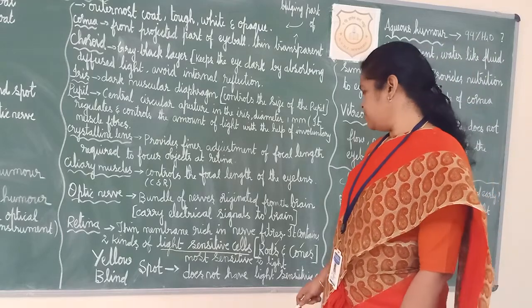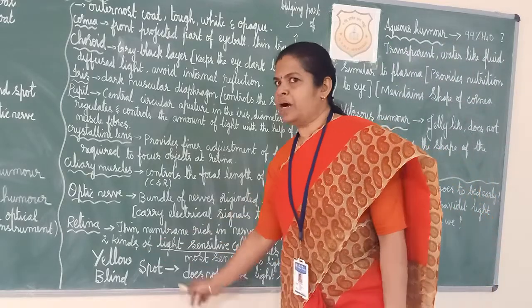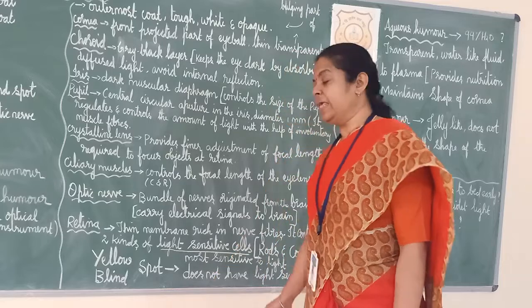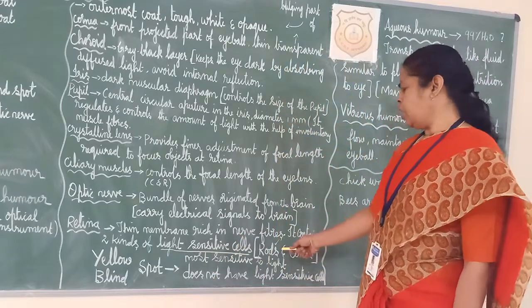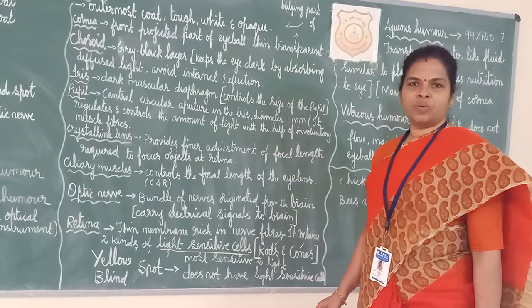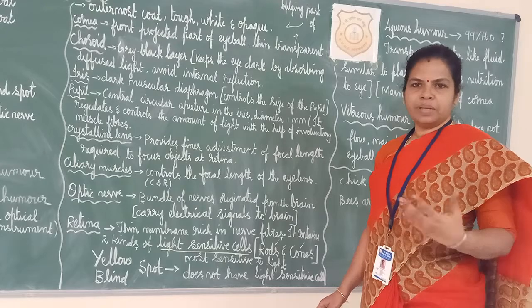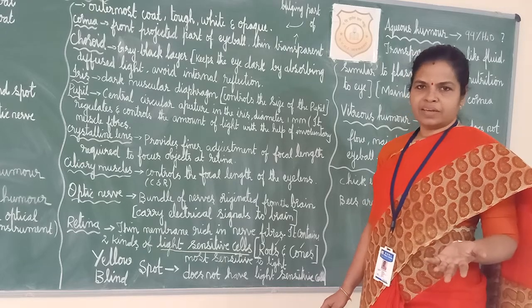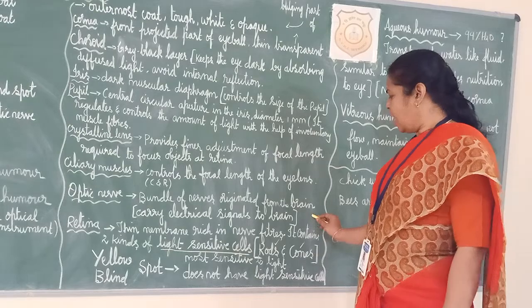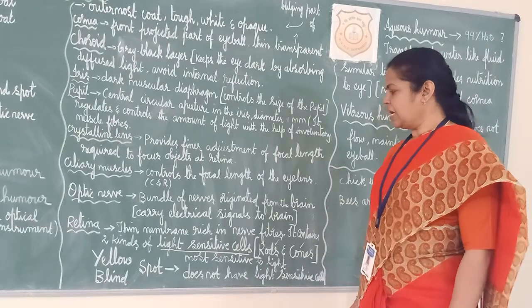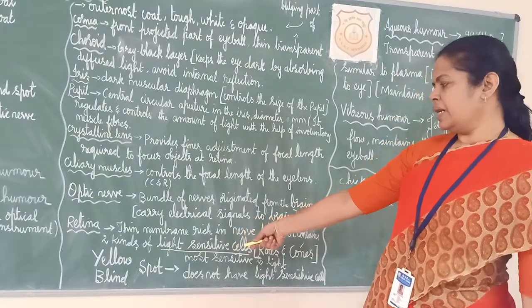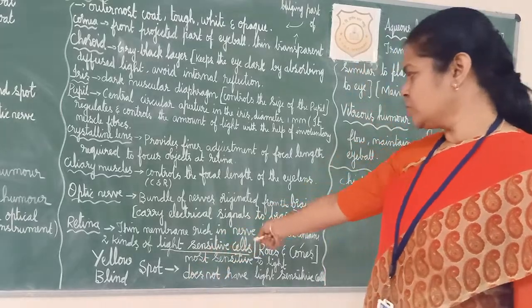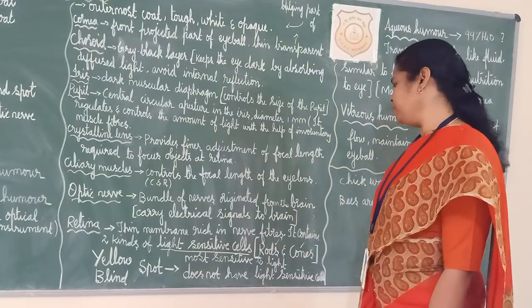While studying this, we should also study two spots, yellow spot and blind spot. Okay? How many rods and cones are there in our eyes? Do you know? Is it in billion or million? Find it out. Okay? Check. How many rods and cones are there in our eyes? So, yellow spot and blind spot are the two spots which we see in the retina.